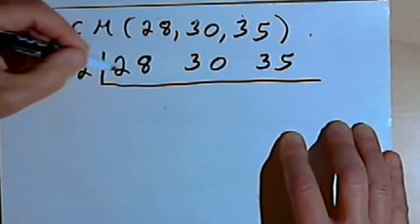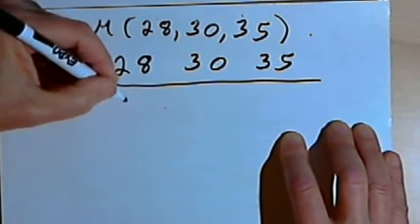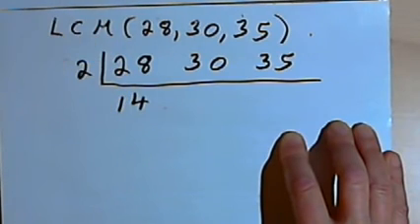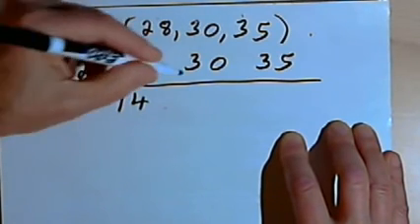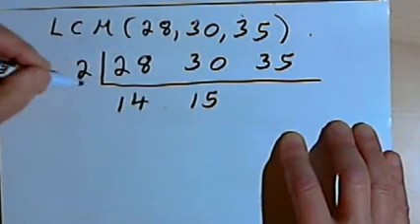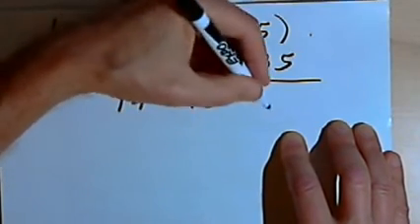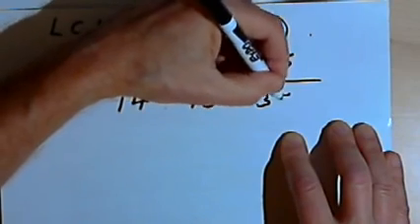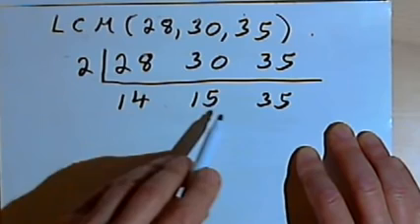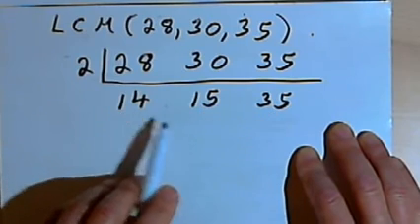I'll divide 28 by 2. 2 goes into 28 14 times. I'm going to write a 14 underneath the 28. 2 goes into 30 15 times, so I'll write a 15 under the 30. 2 does not divide into 35, so I'm just going to bring down the 35. And now what I'm left with, 14, 15, and 35, these are composite numbers.